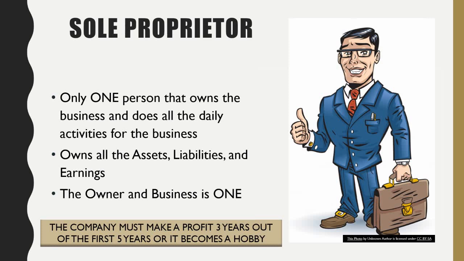So we'll go ahead and dive into the very first one, which is a sole proprietor. What a sole proprietor does is it only has one person, and one person only, okay? You can have multiple people join your sole proprietor, but in this case, the only minimum is that you're going to have one person.